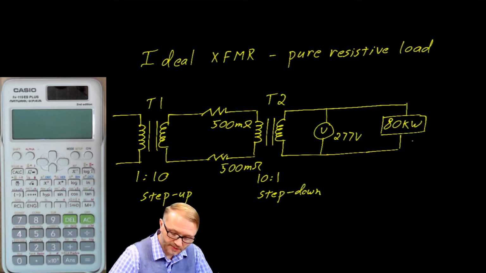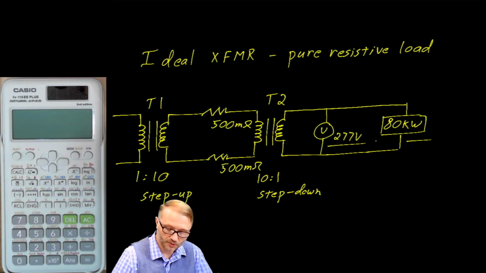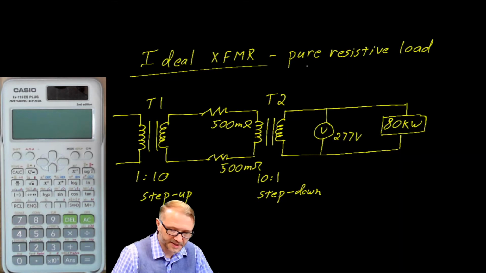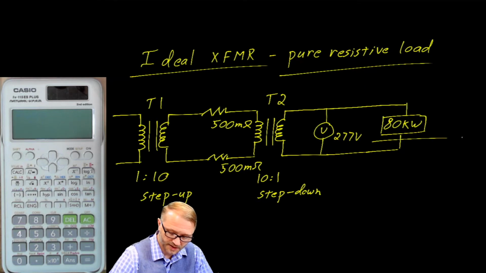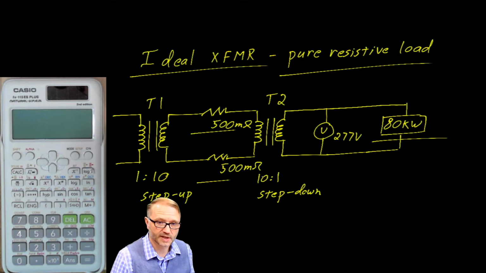On the load side, we have 80 kilowatts. And that load is designed to operate when the voltage on the secondary of T2 is 277 volts. We'll assume an ideal transformer which has no loss, and you can see that this is a pure resistive load, and it's pure resistive on the wires that connect the two transformers together.